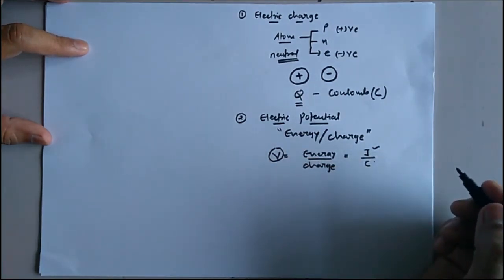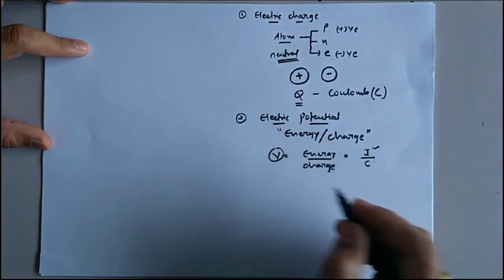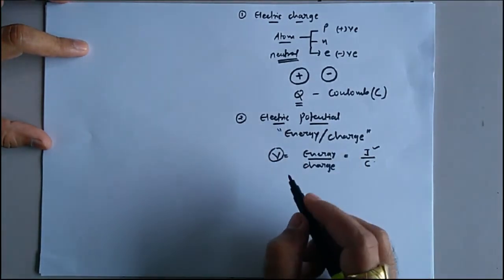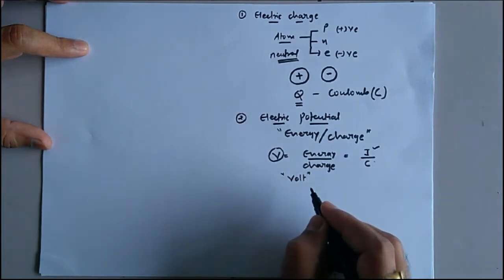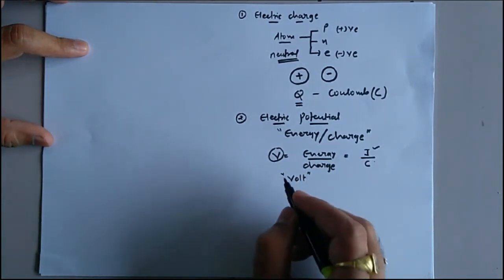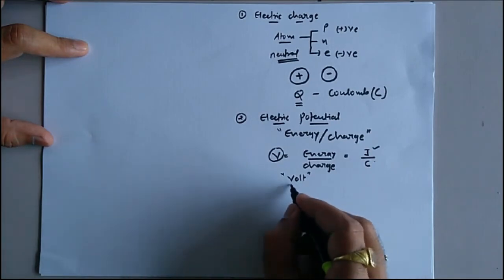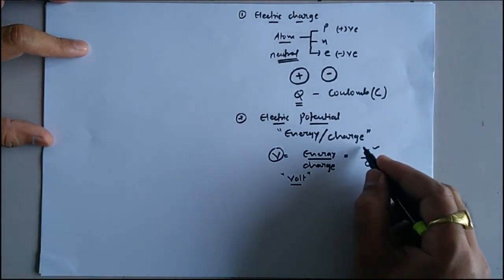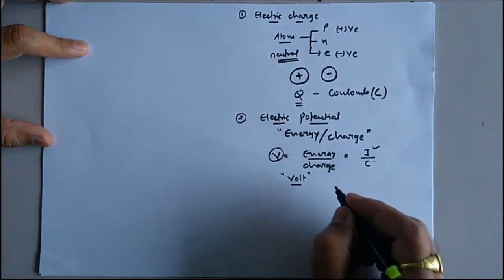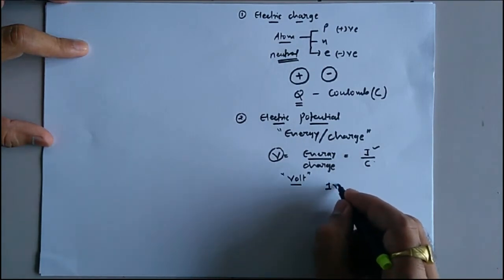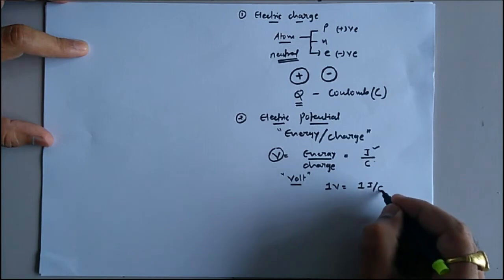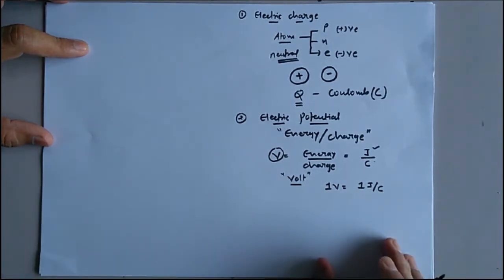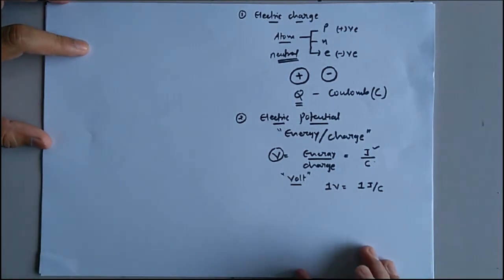And in majority of the cases, electric potential is normally measured in terms of volt after a very famous scientist, Alexandro Volta. So the unit of electric potential is volt, or it is joule per coulomb. So I can say that 1 volt is going to be equal to 1 joule per coulomb, which is very important. Now what is the physical significance of this?